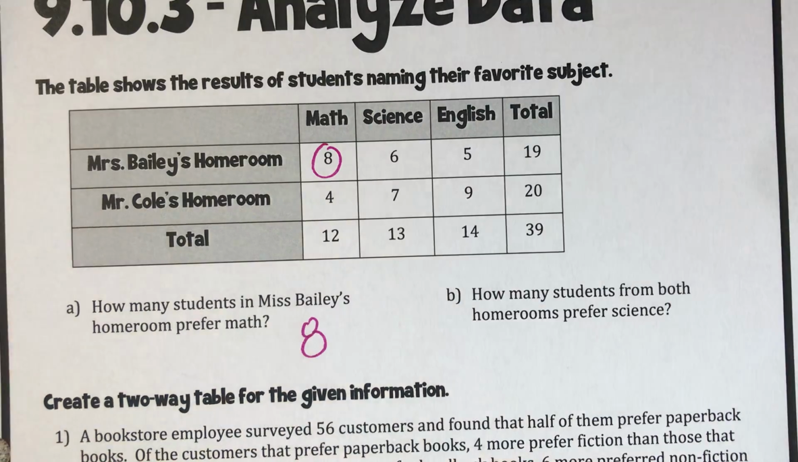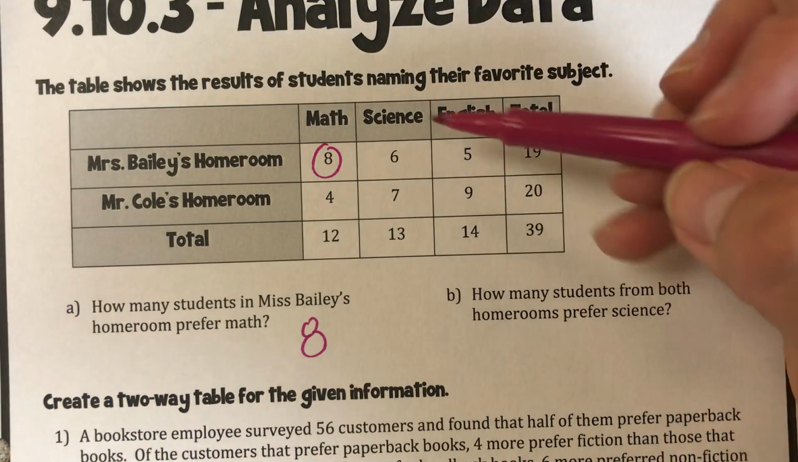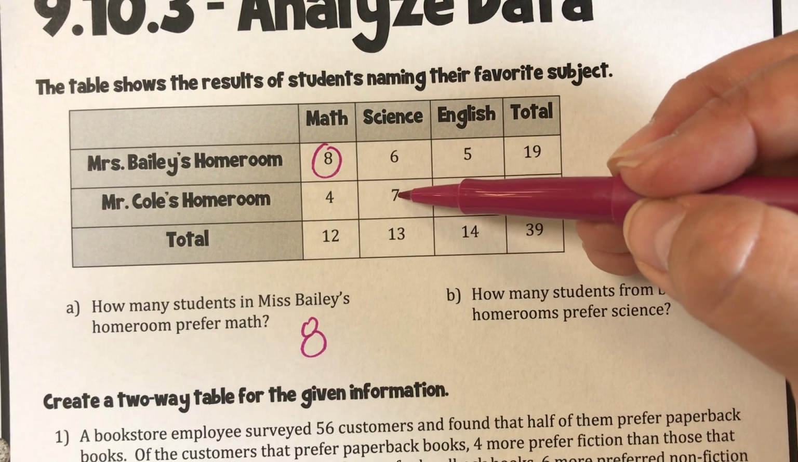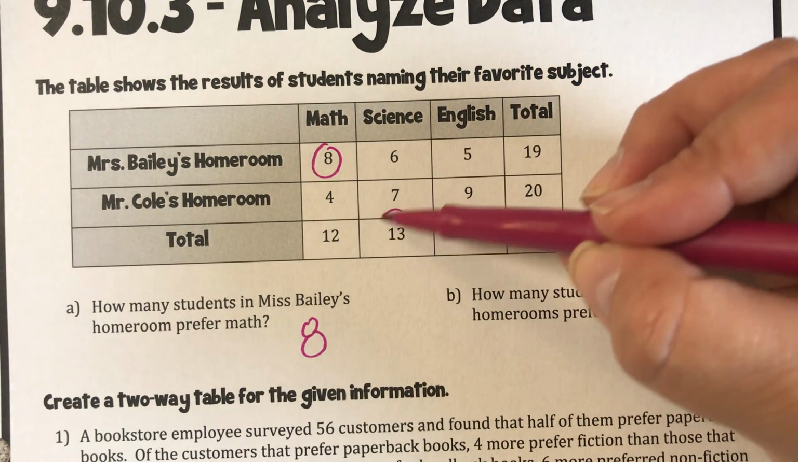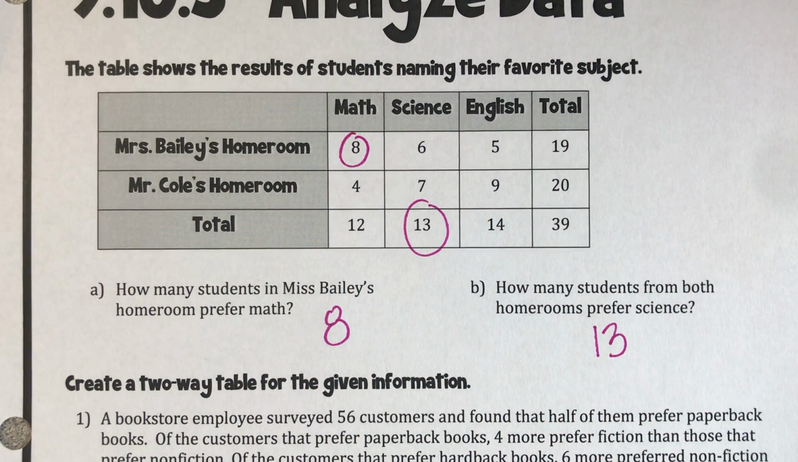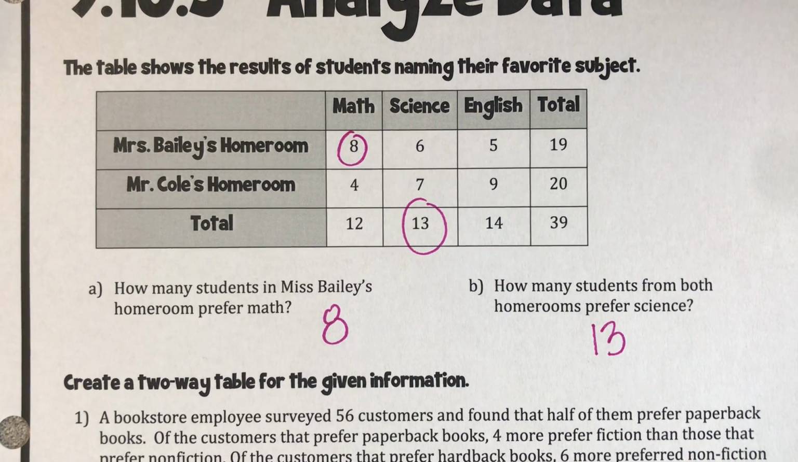And then it says how many students from both homerooms prefer science. So here's the science. We don't want to know just Miss Bailey's or just Mr. Cole's. We want to know the total. So that would be 13. Okay, so part of your homework is going to be reading, and then part of your homework is going to be creating your own two-way tables.